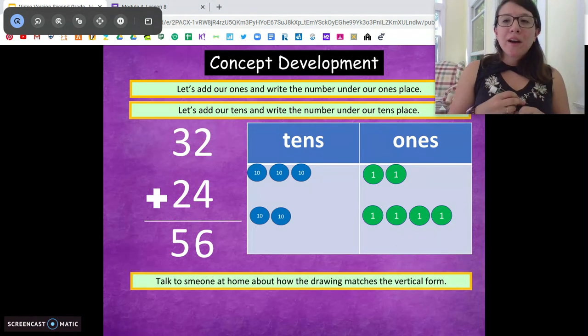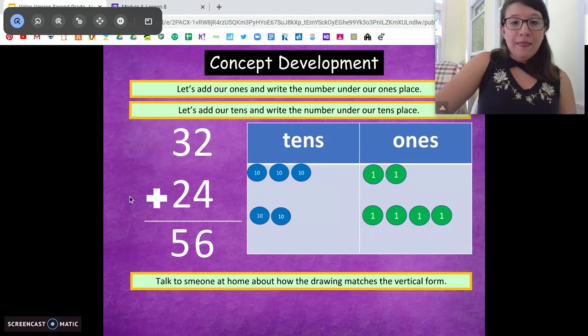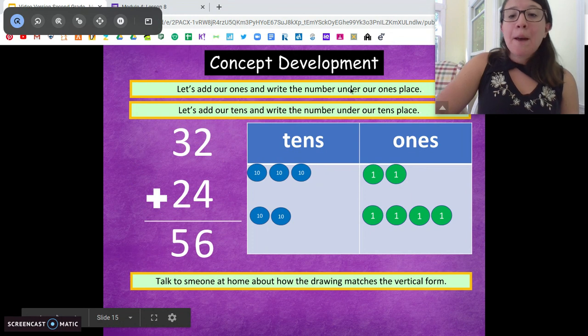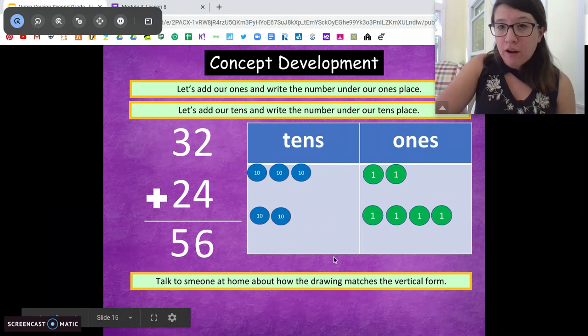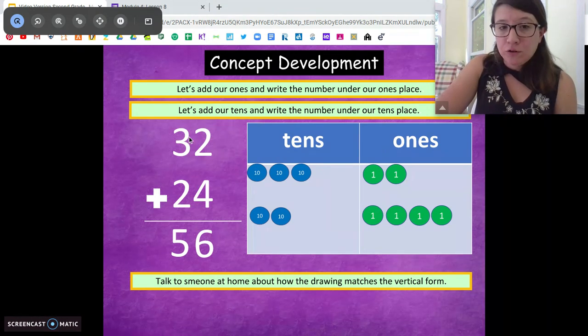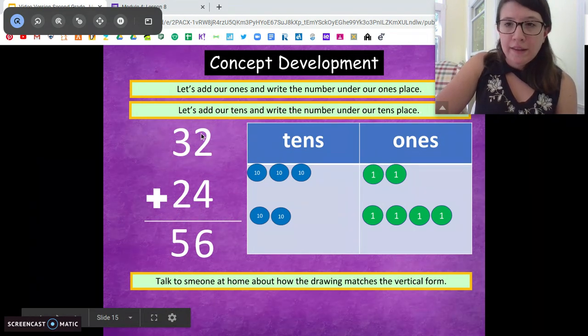56. I want you to pause and talk with someone at home about how this vertical method matches your drawing right here, matches your place value chart. How do they look alike? Why do they look alike?